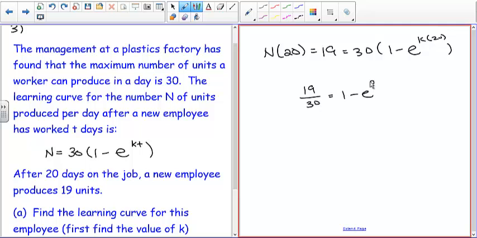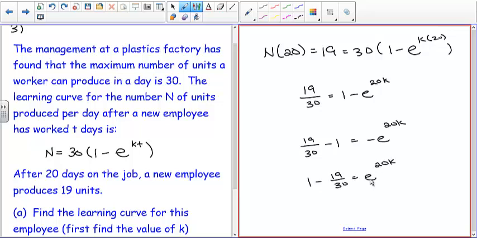I'm going to switch k times 20 to 20 times k. Okay. Then you can subtract 1 from both sides. So you'll have 19 over 30 minus 1 is equal to negative e to the 20k. So then we can multiply by negative 1. So we'll get 1 minus 19 over 30 is equal to e to the 20k.